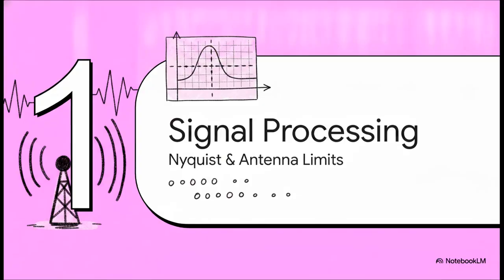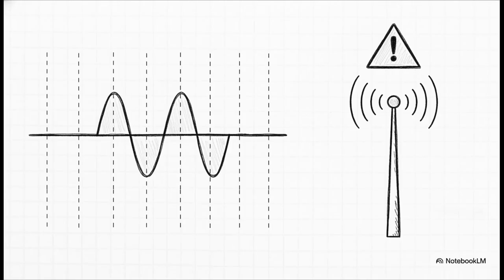Starting right off with Section 1, Signal Processing Fundamentals. Let's talk Nyquist limits and antenna requirements. First things first, we've got to lock down the absolute fundamental limits. For the Nyquist theorem, to completely recover a message signal without that nasty aliasing, your sampling rate, fs, has to be greater than or equal to 2 FM, where FM is your maximum message frequency.